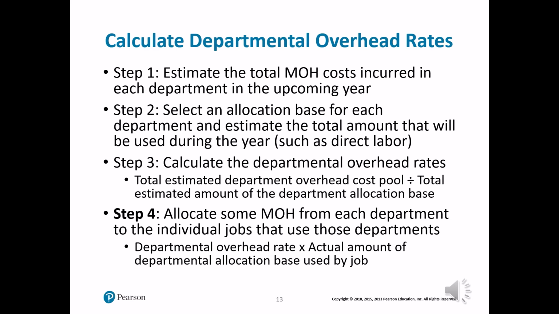So our total departmental overhead divided by our cost driver. Step 4 is to allocate some of the manufacturing overhead from each department to the individual jobs that use those departments. So we're going to use that overhead rate that we calculated in step 3, and we're going to multiply it times the actual amount. Everything up to this point has been based on estimates. Now we're taking a hard look at what those estimates would generate applied to our actual job.